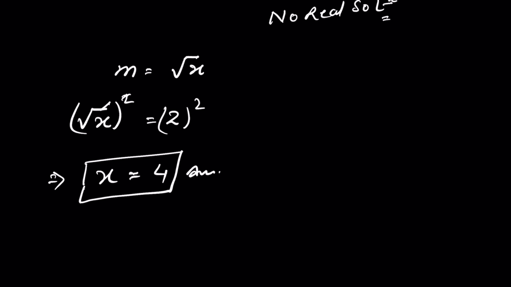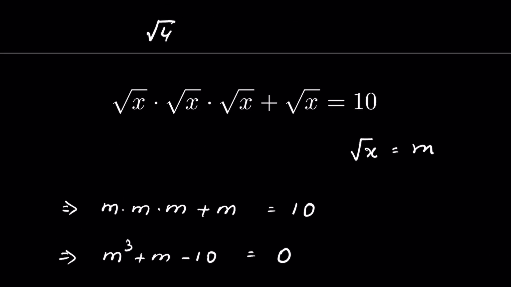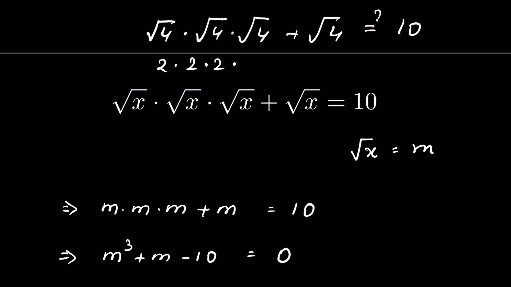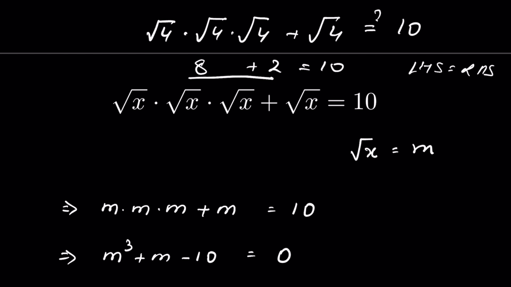Let's verify this answer. Square root of 4 times square root of 4 times square root of 4 plus square root of 4, this should be equal to 10. Square root of 4 is 2, so 2 times 2 times 2 plus square root of 4 which is 2. 2 times 2 times 2 is 8, so this is equal to 8. 8 plus 2 is equal to 10. LHS equal to RHS. Therefore, x is equal to 4.